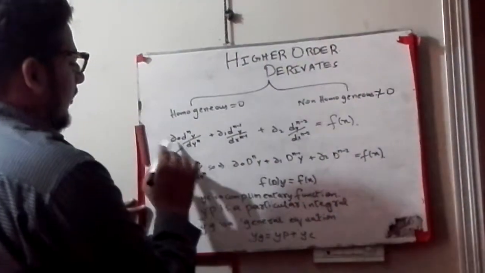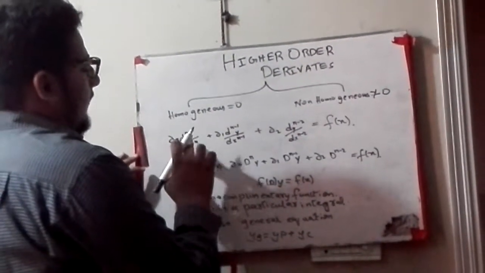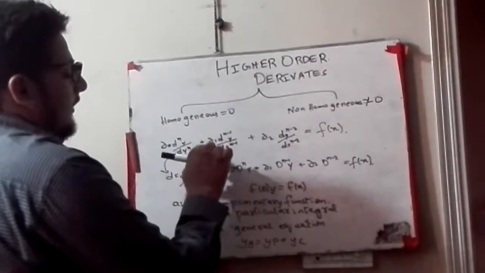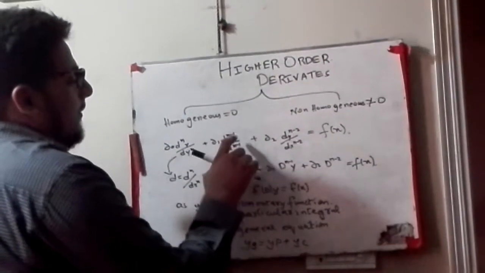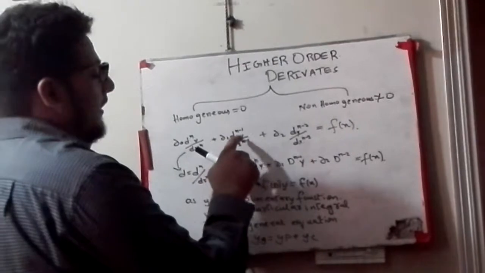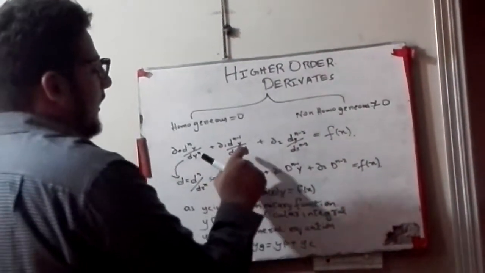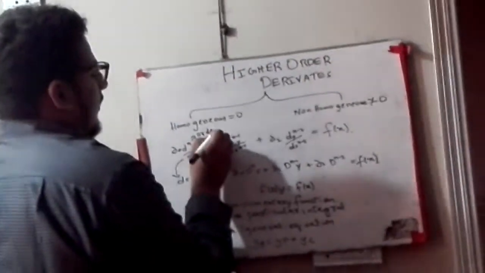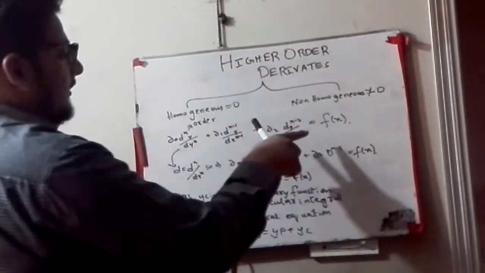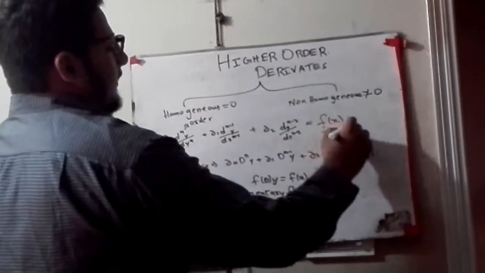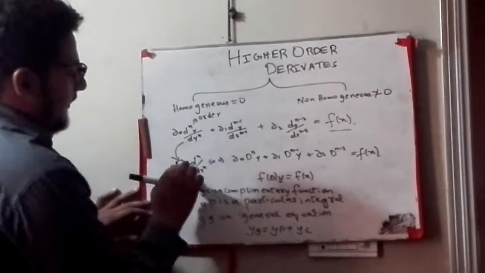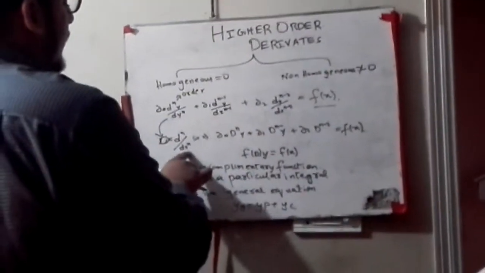generalized equation, that is a constant times d^n y over dx^n plus another constant times d^(n-1) y over dx^(n-1), and so on. Actually this n is the order, so the order decreases and the constant changes, is equal to fx, where D is equal to d to the power n over dx to the power n.